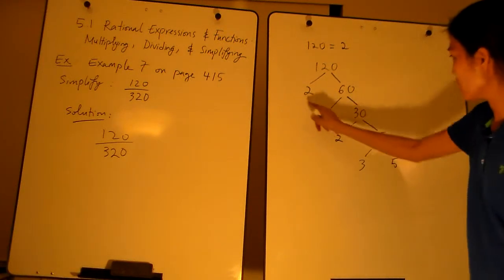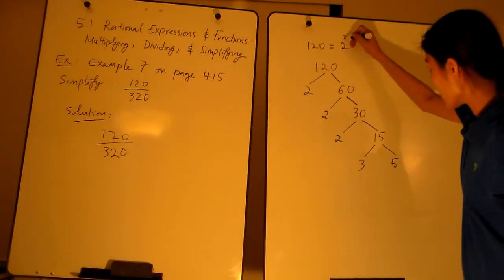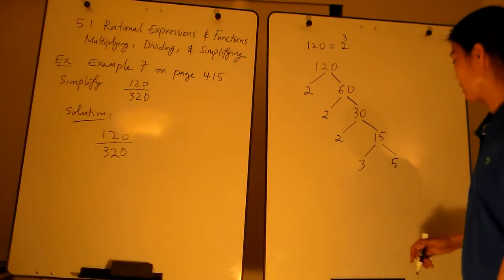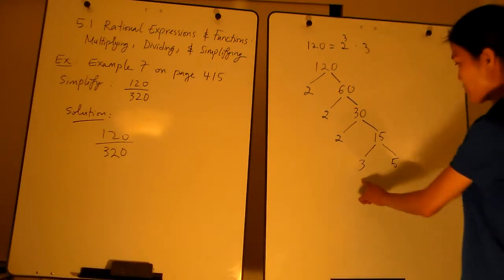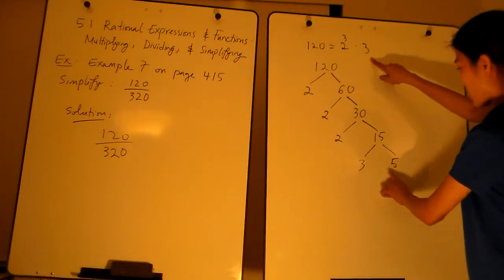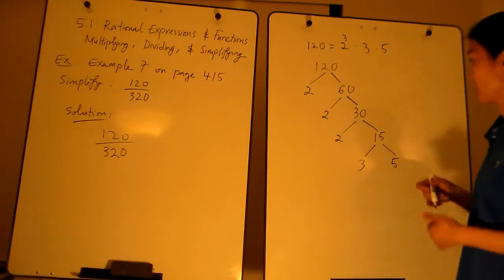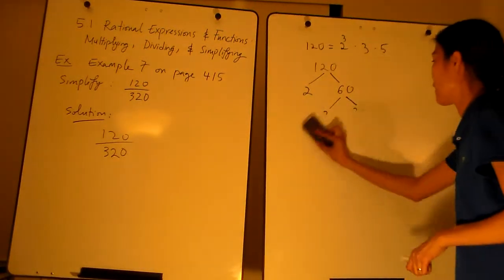Now for 2, how many 2s? 3, right? 1, 2, 3. So the exponent is 3, because there are three 2s. There's one 3, and there's one 5. So that's how you factor 120.